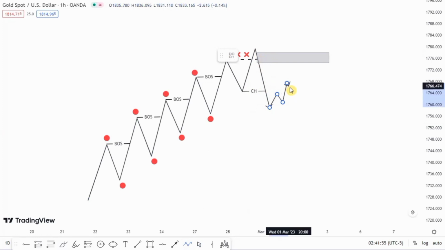So you're going to wait for the market to return back to that supply zone. When the market returns to the supply zone, what are you going to be looking for? You're going to be looking for selling opportunities.